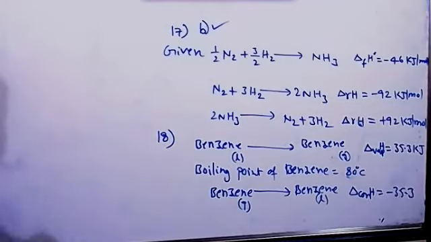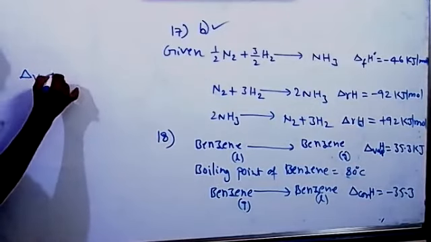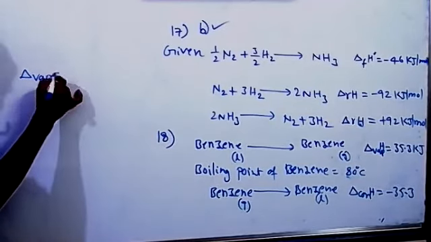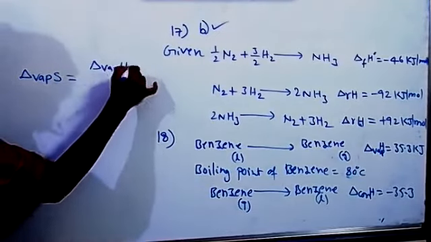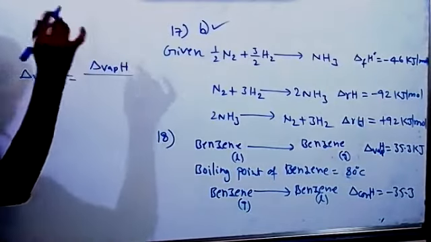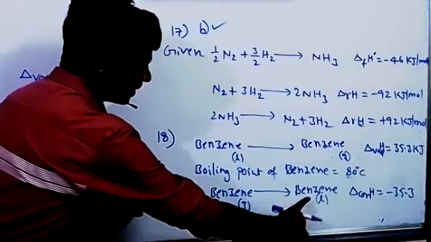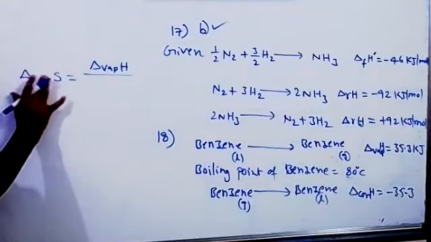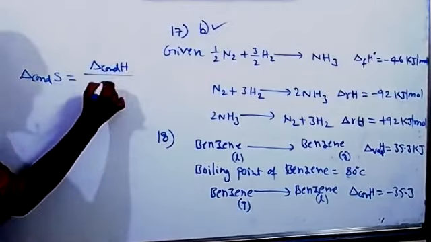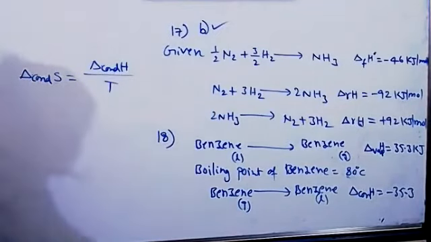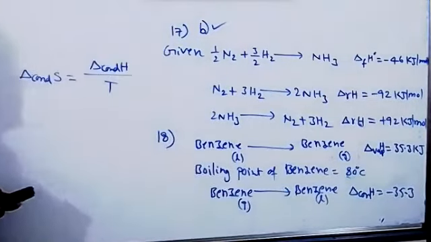Now formula: the change in entropy of vaporization is equal to enthalpy of vaporization divided by temperature. Here gas is converted to liquid, means condensation. Better write here condensation. Enthalpy of condensation divided by temperature. At which temperature is this process going on? Temperature is mentioned. At the same temperature this process is going on, 80 degrees centigrade only.